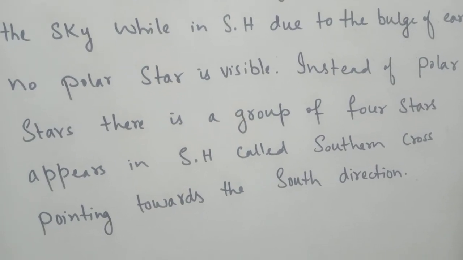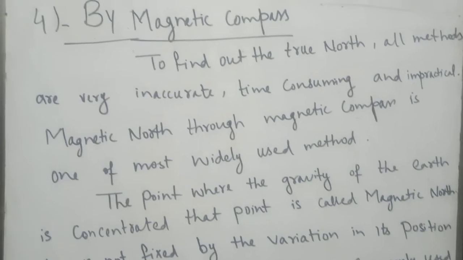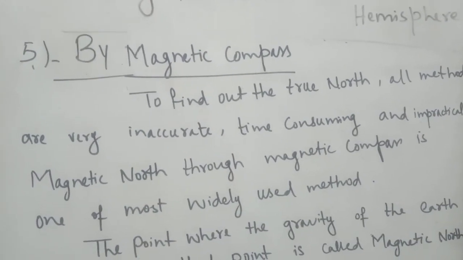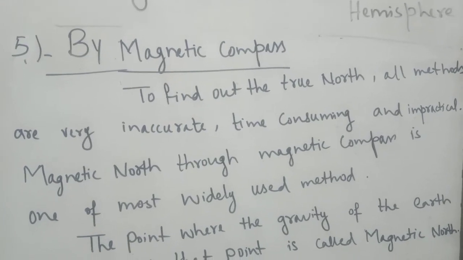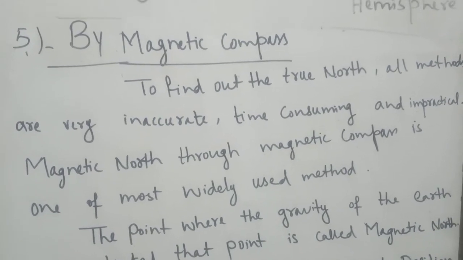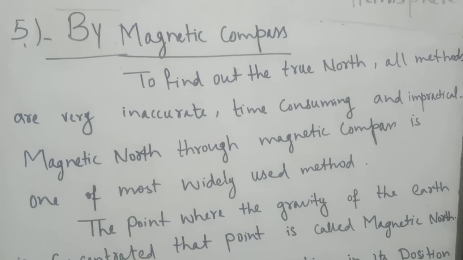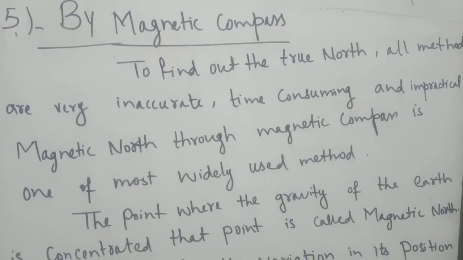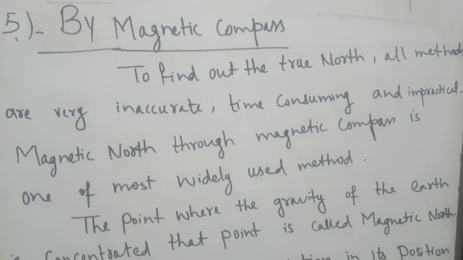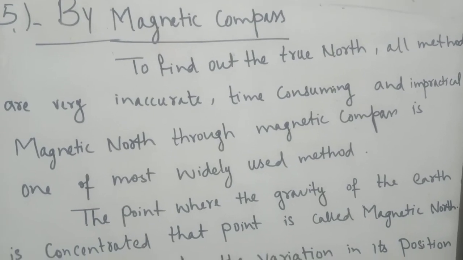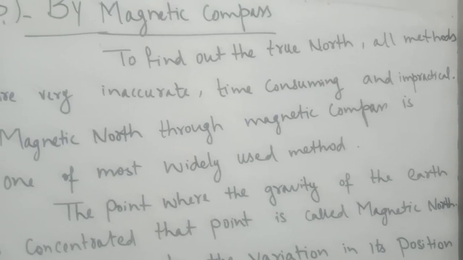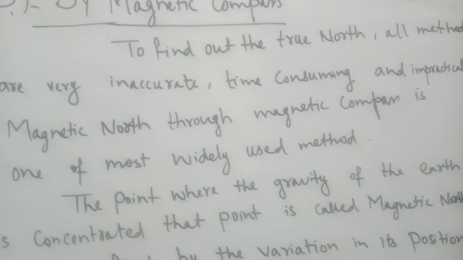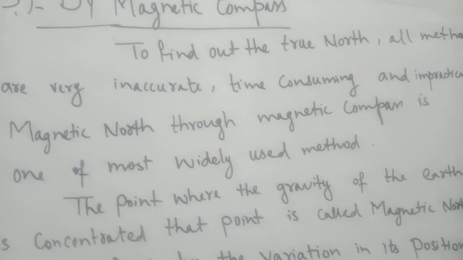Okay, now the last method is by the magnetic compass. Now, not the fourth, rather the fifth method to determine the north is by the magnetic compass. All the methods we have covered in the northern and southern hemisphere, especially in the southern hemisphere, seem to be very inaccurate, time consuming and impractical for the layman to find the north. So we are going to find the magnetic north through a magnetic compass.